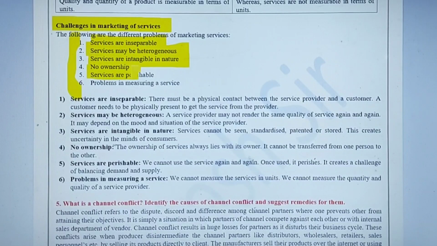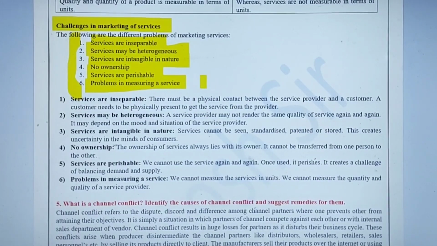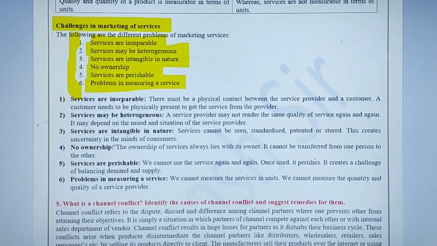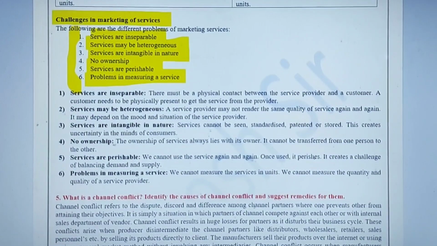Fifth one is services are perishable. That means once you use the service, it will perish. It is gone forever. Again, you have to pay and take the services. For example, while visiting the doctor, you have to pay the fees again and again, however many times you visit the doctor. And the sixth one is problems in measuring the services. In the case of goods or products, we can easily measure the product and convert it into different units, but in services we just can't do that.